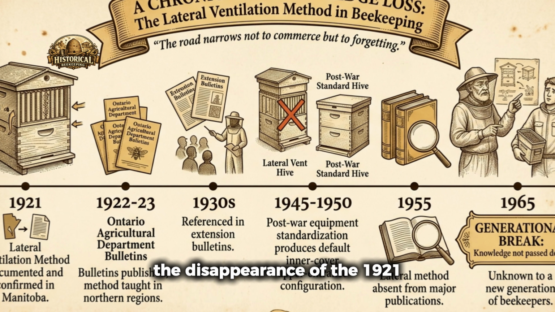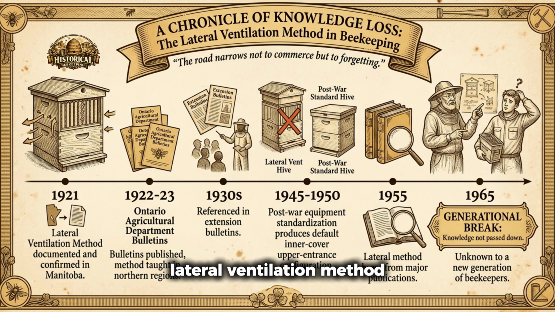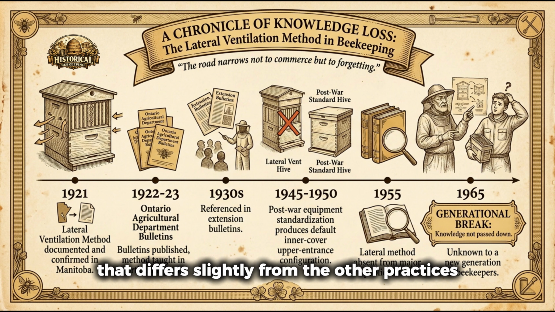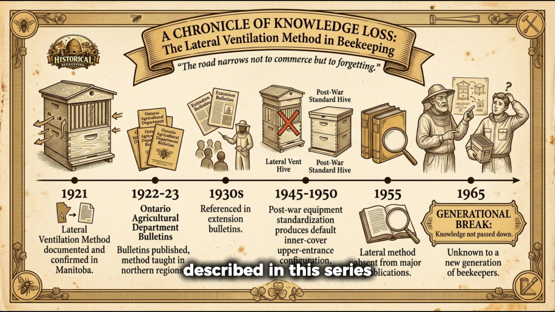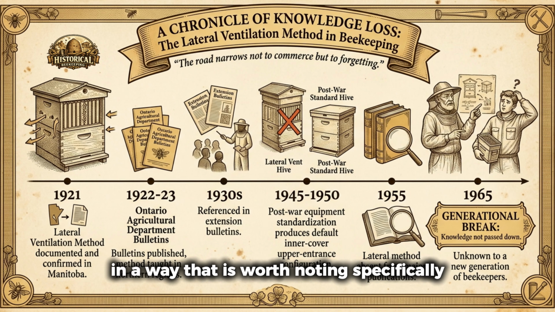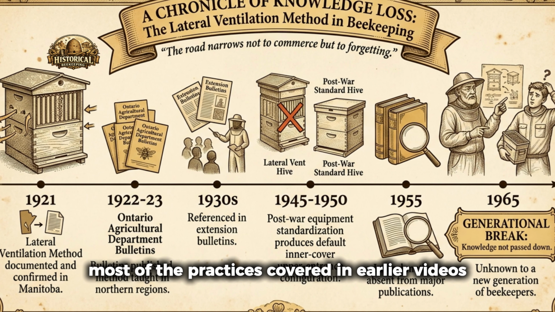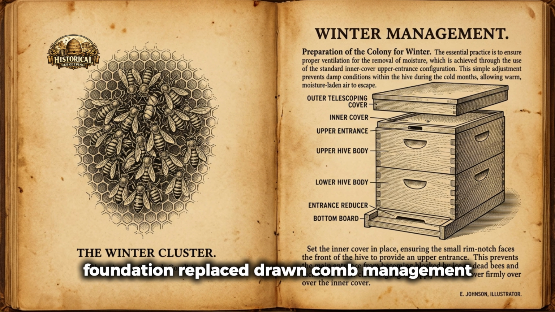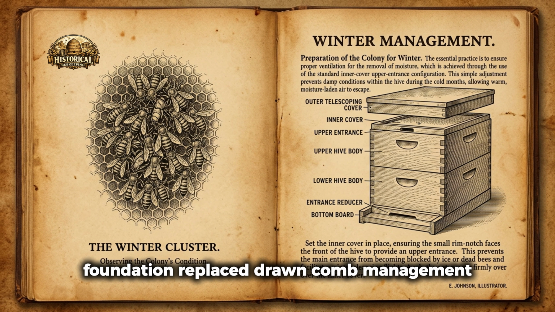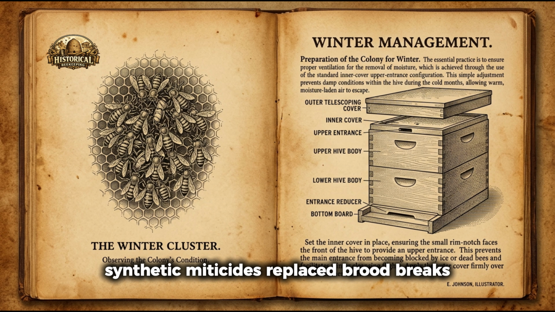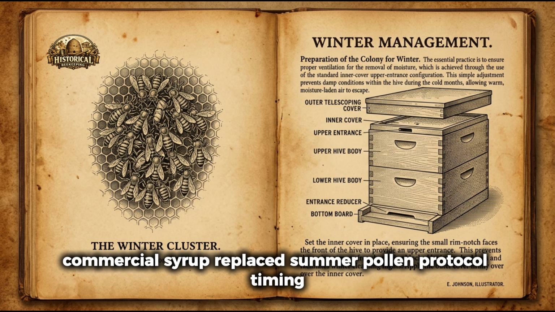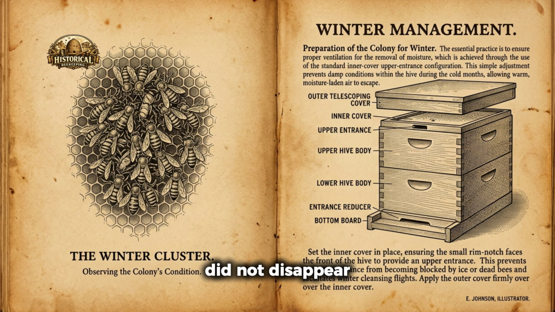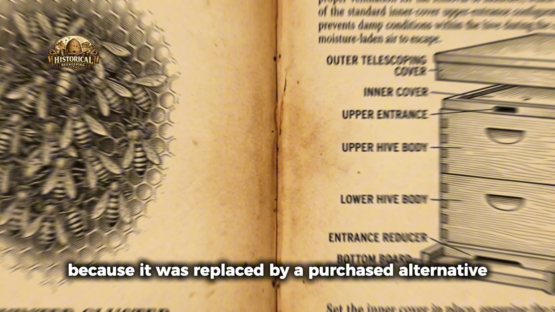The disappearance of the 1921 lateral ventilation method from published beekeeping instruction followed a pattern that differs slightly from the other practices described in this series, in a way that is worth noting specifically. Most of the practices covered in earlier videos disappeared because they were replaced by purchased alternatives. Foundation replaced drawn comb management. Synthetic miticides replaced brood breaks. Commercial syrup replaced summer pollen protocol timing. The 1921 wintering method did not disappear because it was replaced by a purchased alternative.